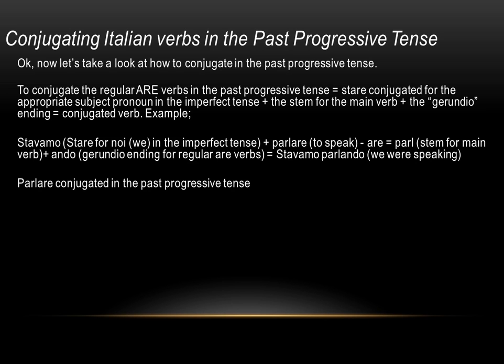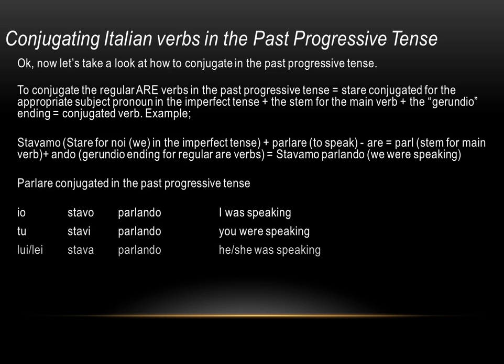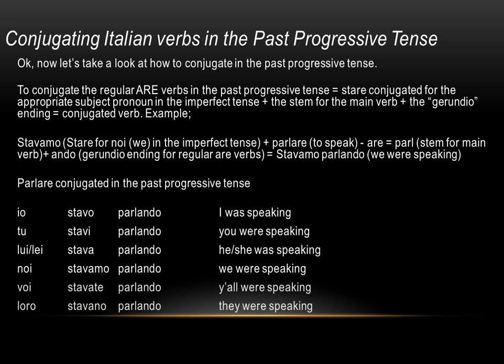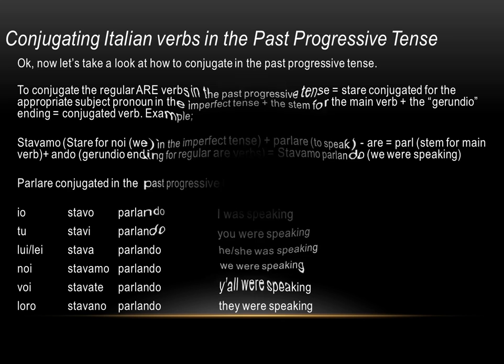Let's take a look at parlare conjugated in the past progressive tense. Io stavo parlando, I was speaking. Tu stavi parlando, you were speaking. Lui, lei stava parlando, he, she was speaking. Noi stavamo parlando, we were speaking. Voi stavate parlando, y'all were speaking. And loro stavano parlando, they were speaking.